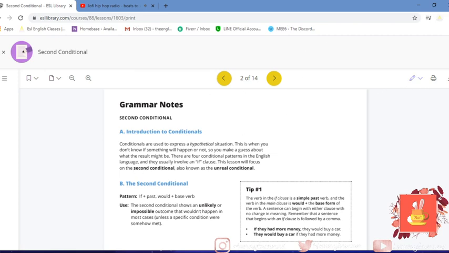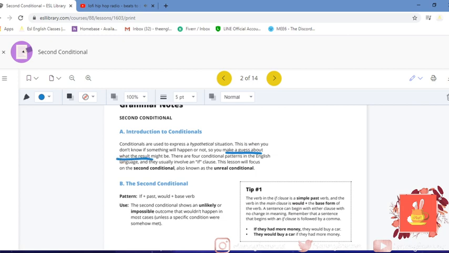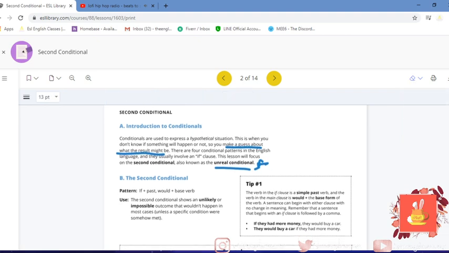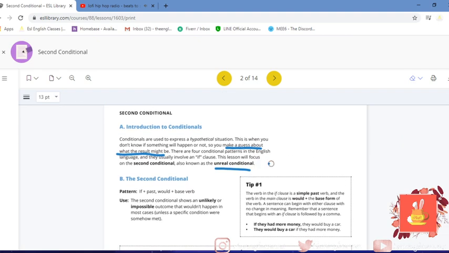So, big hint here, since I think I can use a pen now. This is great. It's just make a guess about what the result might be. There are four conditionals of if. So this lesson will focus on the second conditional, which is known as the unreal conditional. So by unreal conditional, this is probably, I don't know why I can't. Okay. I can't do more than 3 or something. That's weird. Sorry. In any case, this is the first time I'm using the pen here in this section.